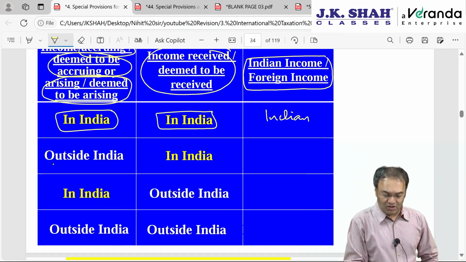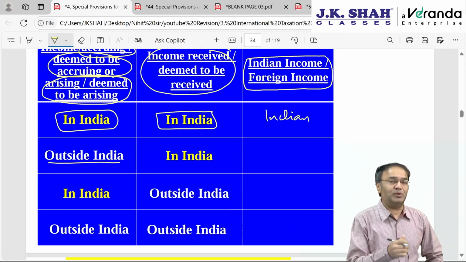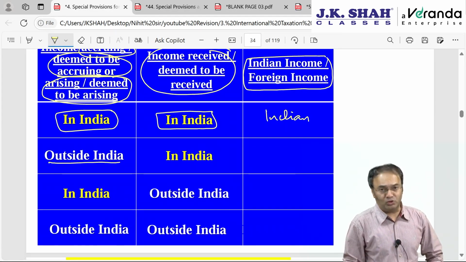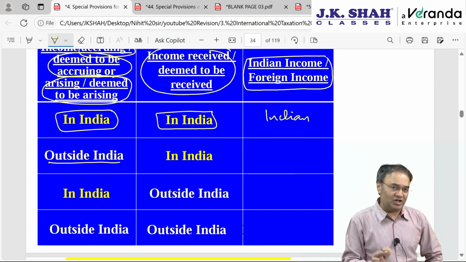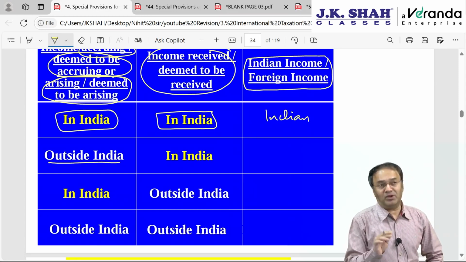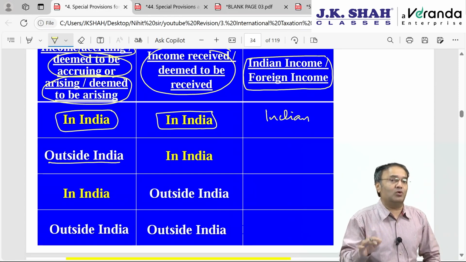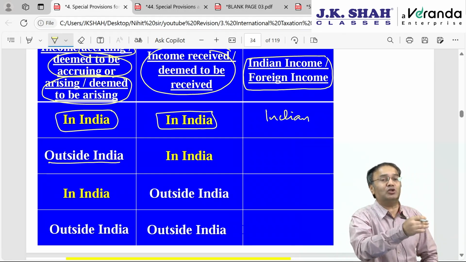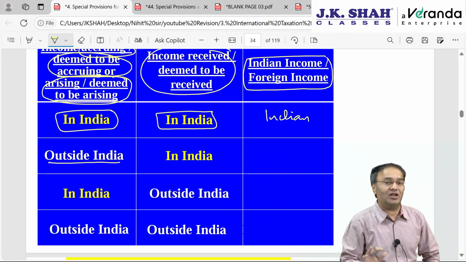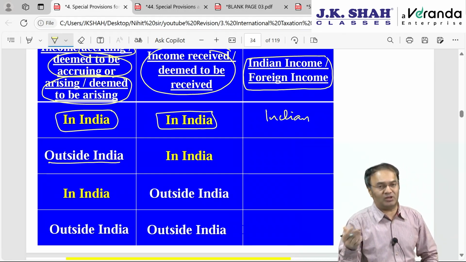If the income is earned outside India, for example, I go to Dubai, JK Shah Classes people send me to Dubai, I earn some income in Dubai. So place of accrual is outside India. But they did not pay me in Dubai. JK Shah Classes people told me that, sir, after finishing the batch at Dubai, whenever you come back to India, at that time we will make you payment in India next month whenever you come back.